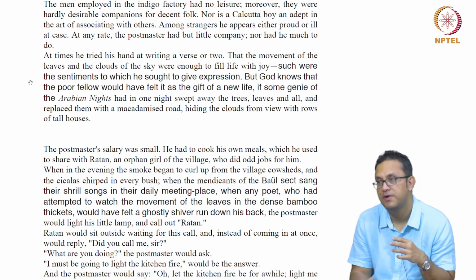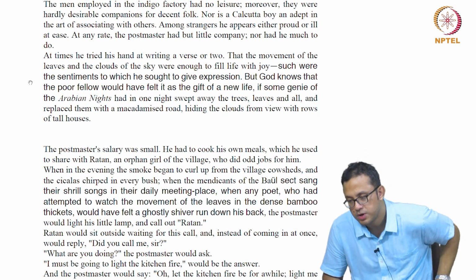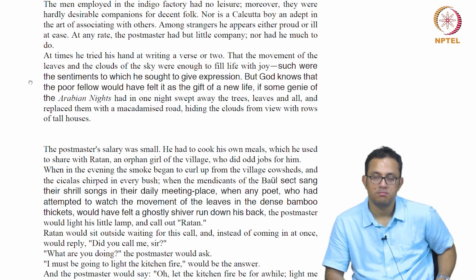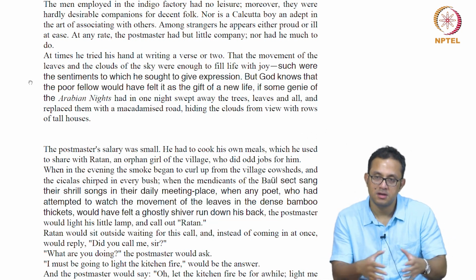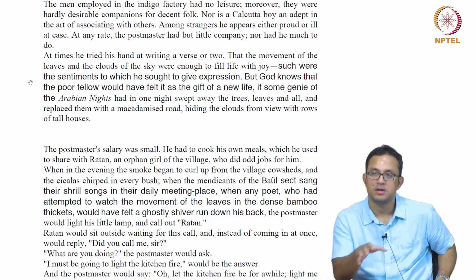So the kitchen fire over here is the earthenware oven, which would be used with coal. The whole point was to put the coal on fire, which would create the temperature inside the earthenware oven on which you can cook your meals, right?